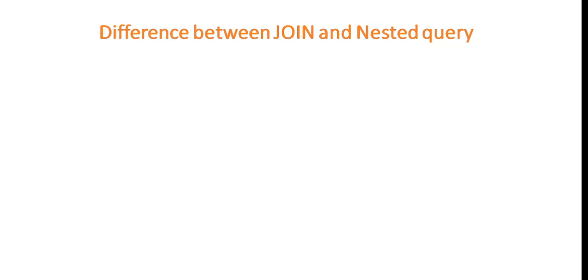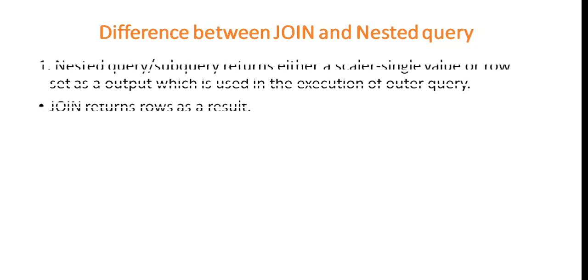Now let's see what is the difference between join and nested query. See, whatever queries we have seen now, the same queries can be executed by using join also, but there is a slight difference between these two. No performance related difference is there, but the difference is very minimal. When we talk about a nested query, it returns either a scalar value, that is, a single value, or a row set as output, and that value or that set can be used in the execution of the outer query.